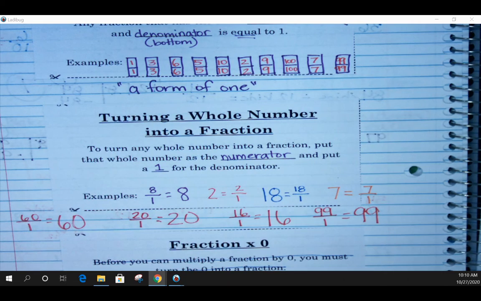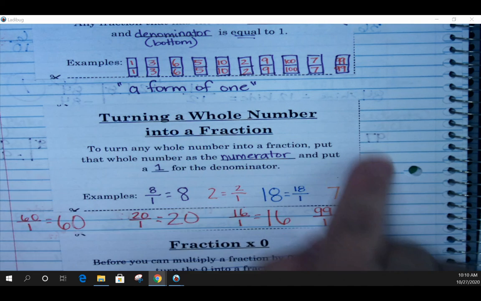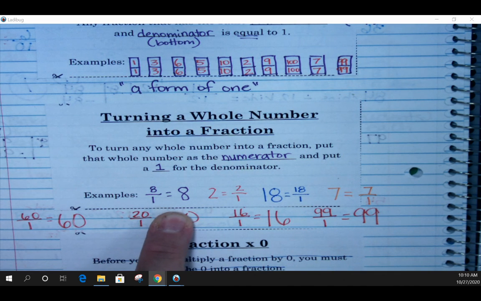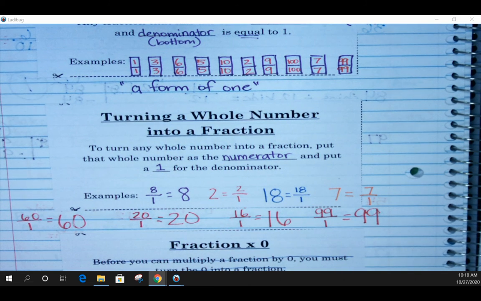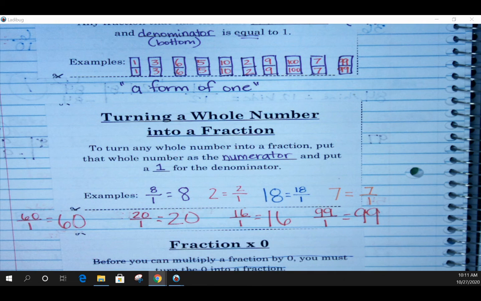I need us to first remember how to turn a whole number into a fraction. You simply make the whole number the numerator and put it over a 1. This is going to be of the essence when we start multiplying a fraction by a whole number. It is going to be super important. Okay?